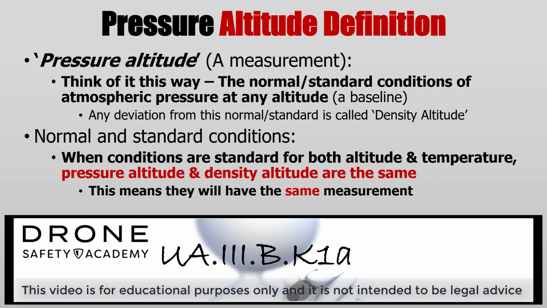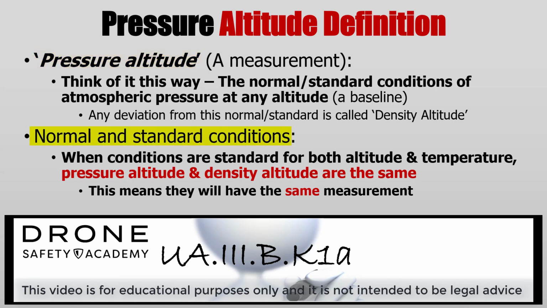All right, let's go through some definitions. Pressure altitude, that's a measurement. And we need to think of it this way. This is the normal or standard conditions of atmospheric pressure at any altitude. It's a baseline, it's predictable. Any deviation from this normal standard is called density altitude.